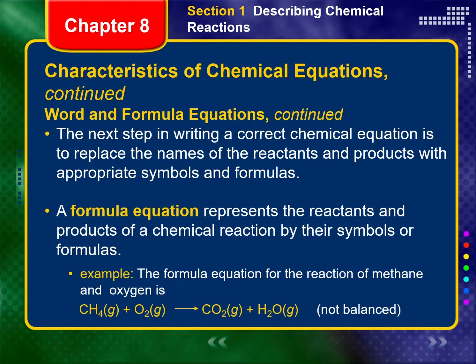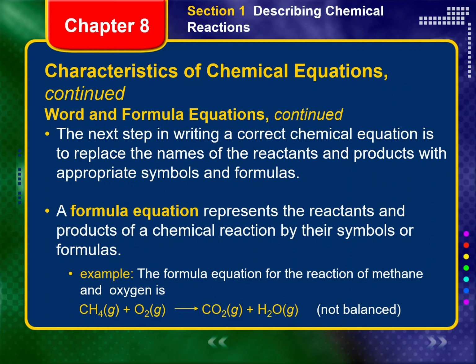The next step in writing a correct chemical equation is to replace the names of the reactants and products with appropriate symbols and formulas. Methane is a molecular compound composed of one carbon atom and four hydrogen atoms. Its chemical formula is CH4. Recall that oxygen exists in nature as diatomic molecules. It is therefore represented as O2. The correct formulas for carbon dioxide and water are CO2 and H2O, respectively.